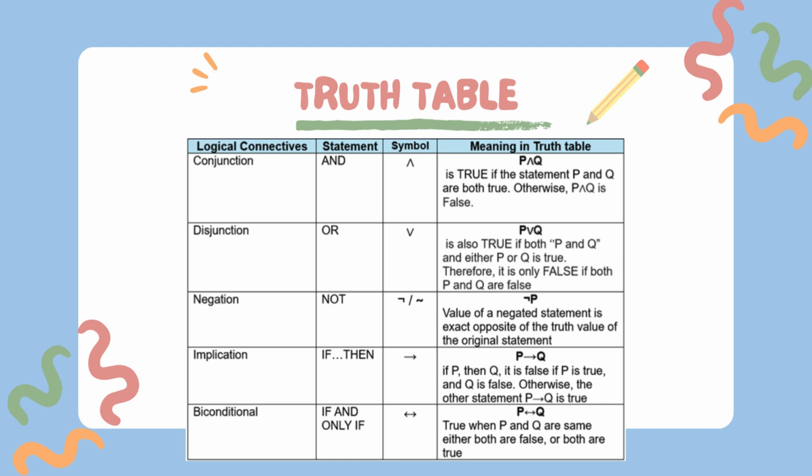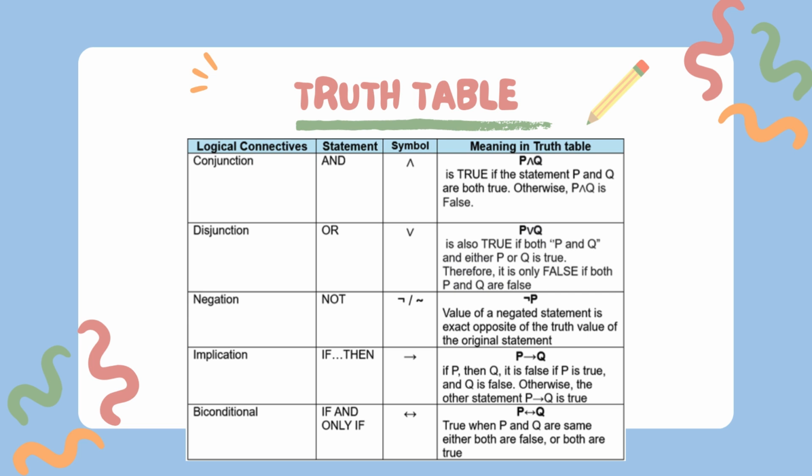For a disjunction, it is true if either P or Q is true. Therefore, it is only false if both P and Q are false. Negation. The value of a negated statement is the exact opposite of the truth value of the original statement.